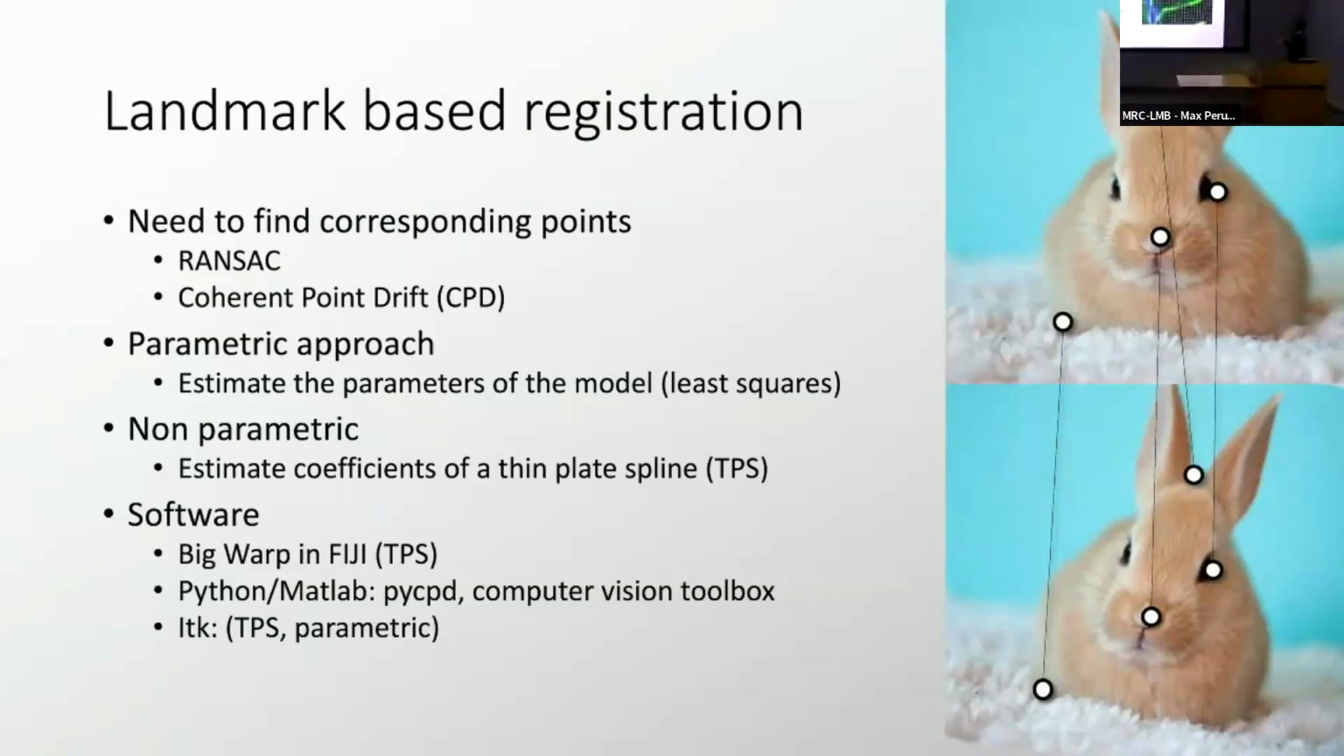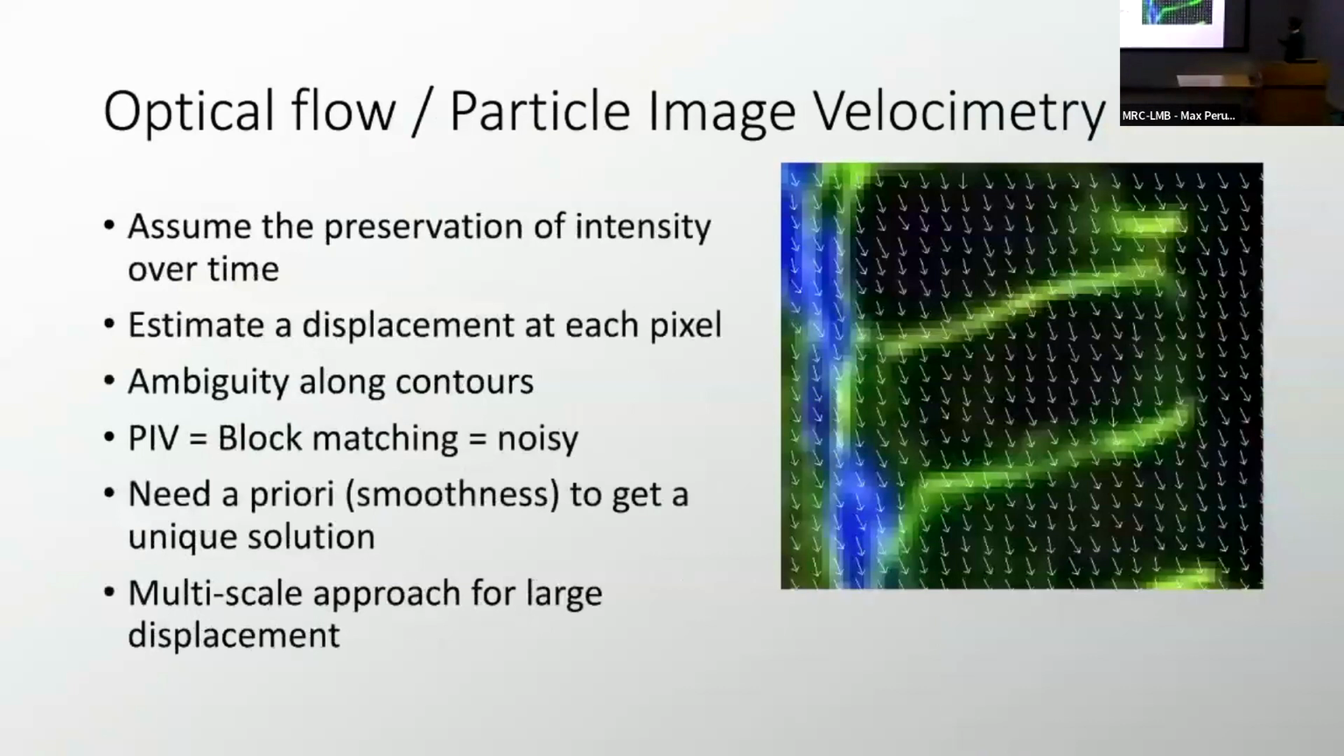And finally, we have the link between optical flow and particle image velocimetry. When we have this dense motion, we could use block matching or a local correlation approach to estimate the deformation. We often assume the preservation of intensity over time. The point is to estimate the displacement of each pixel. We have ambiguity along contours.